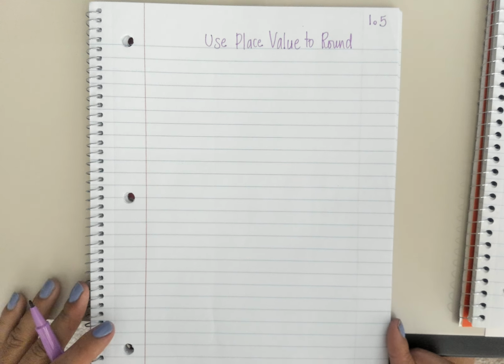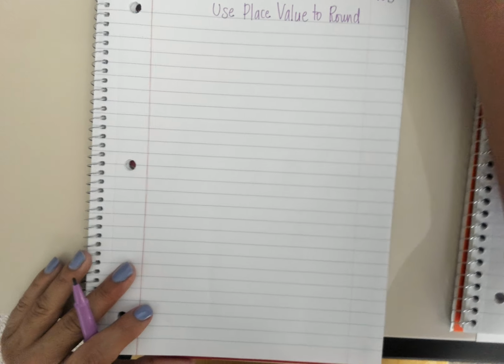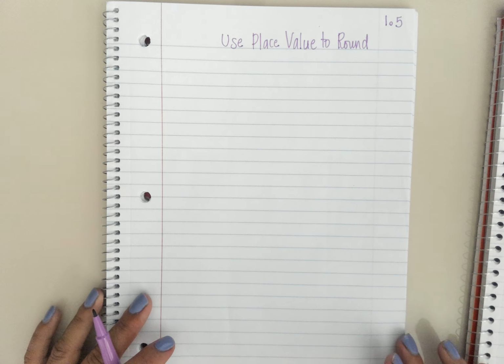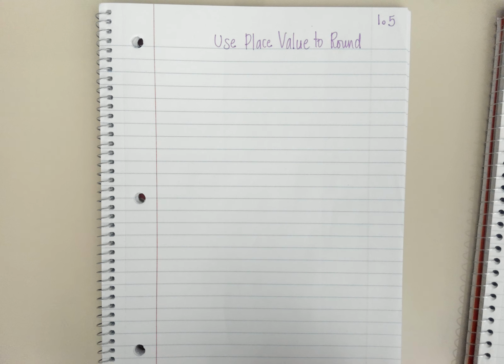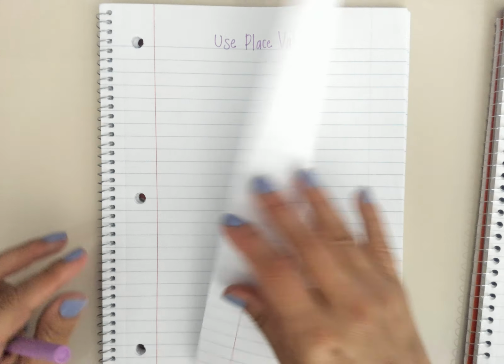Today's lesson is called Using Place Value to Round. So here's my title. It's lesson 1.5. And I don't need to fold this into 3 parts today because they're not going to be 3 column notes. I'm actually going to fold it in half.